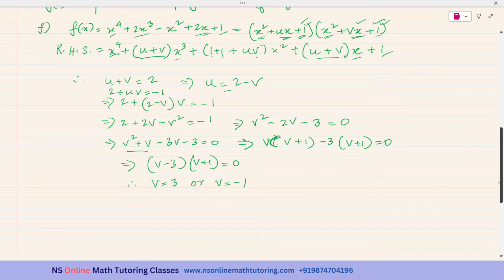When v is equal to 3, what is u? We have to get both the values. So u is equal to 2 minus 3 equal to negative 1. And for this, it is u equal to 2 minus (minus 1), which is 3. But they have said u is smaller than v, so we cannot take that one, because u is lesser than v. So therefore, we have to take these values: u equal to negative 1 and v equal to 3.